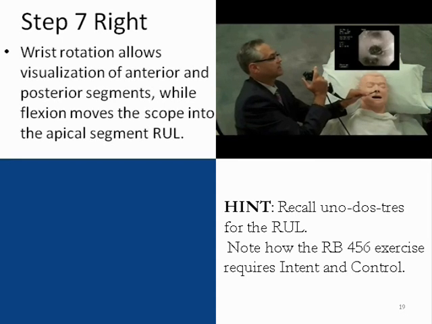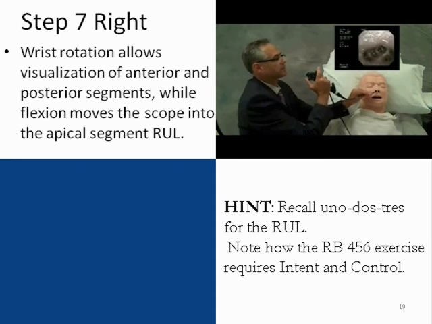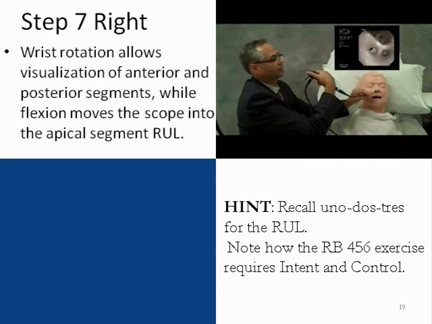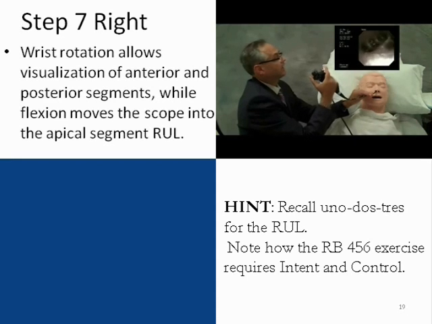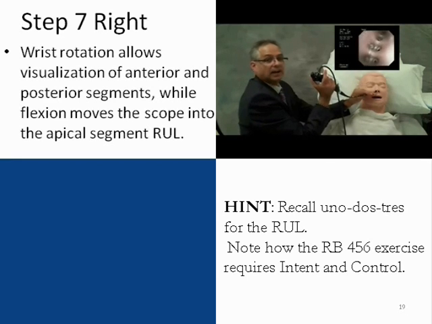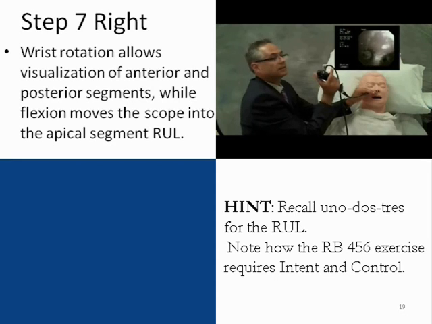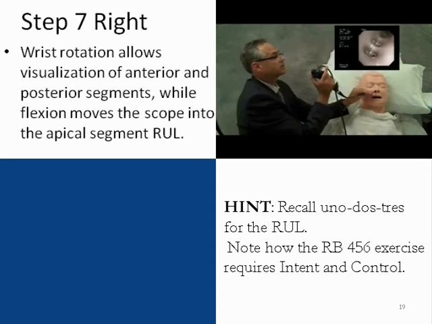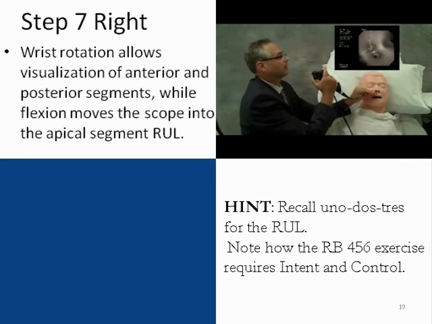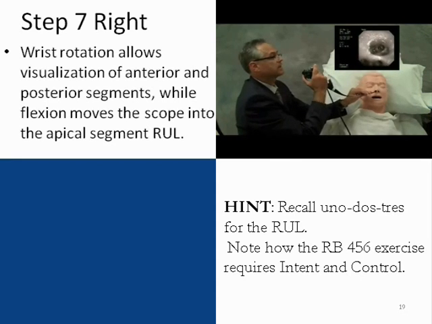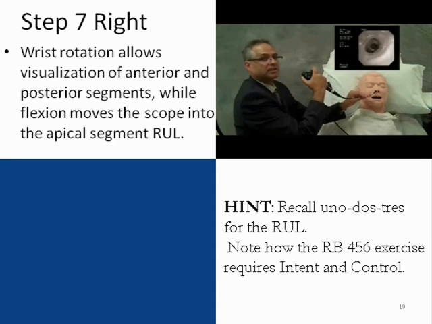Then visualizing the medial basal segment of the right lower lobe, requiring some rotation of the scope itself, and the basal pyramid bronchi: the anterior basal segment, the lateral basal segment, and the posterior basal segments, which we will review further in step 8 exercises.